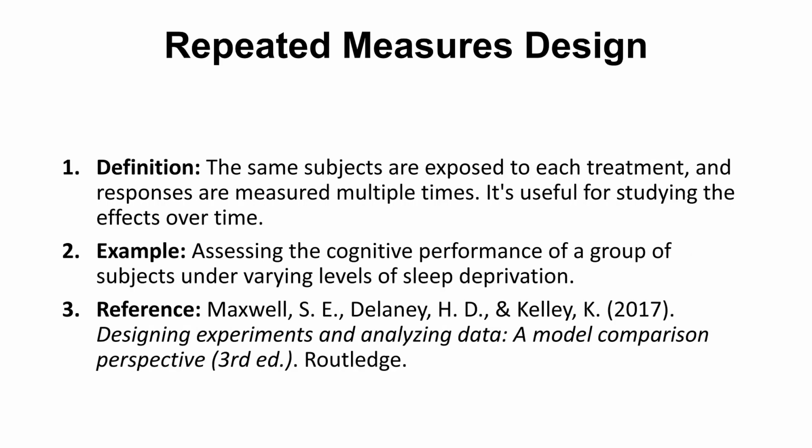Then we have repeated measures design. The difference is that in repeated measures design, we sometimes have three or more conditions being compared within a certain time frame. Let's say we have a pre-test, then a while-test, and a post-test. Here we have three measurements: pre, while, and post tests. So the same subjects are exposed to each treatment, and responses are measured multiple times, meaning more than 3 times, or at least more than 2 times.